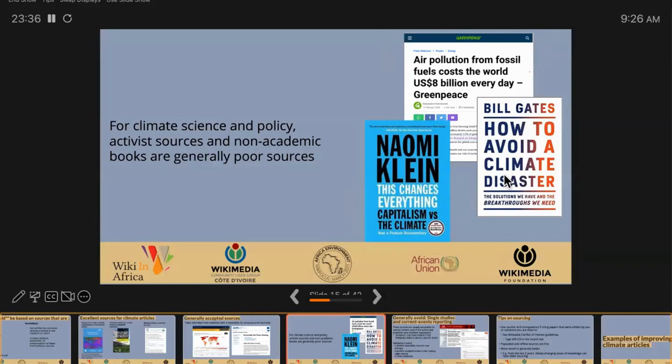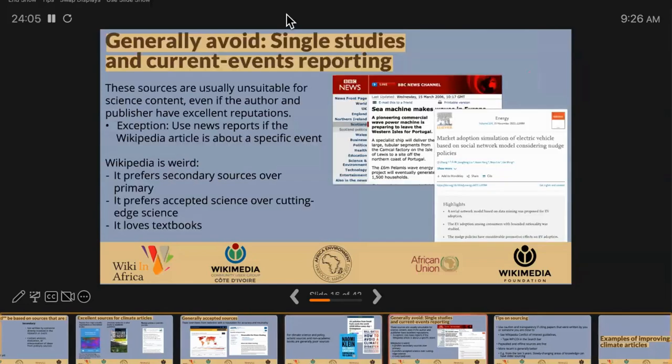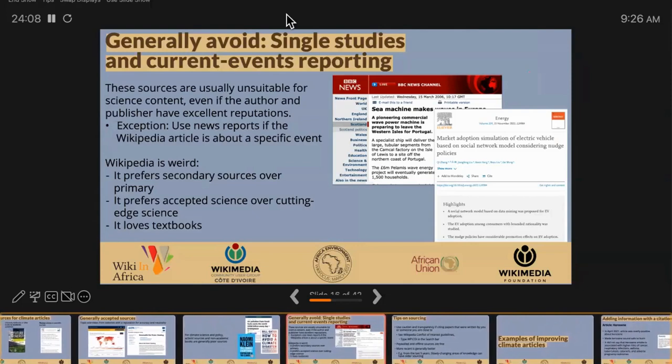Books that are published under non-academic publishers tend to not really give you an indication of how accepted ideas are. And we just don't consider them to be as suitable for Wikipedia. They're often right. Nobody's saying that all these books are bad. It's just that they're not as useful in terms of being widely accepted. Okay. And sources to generally avoid: we generally avoid current events reporting, and we generally avoid reporting from single research studies.